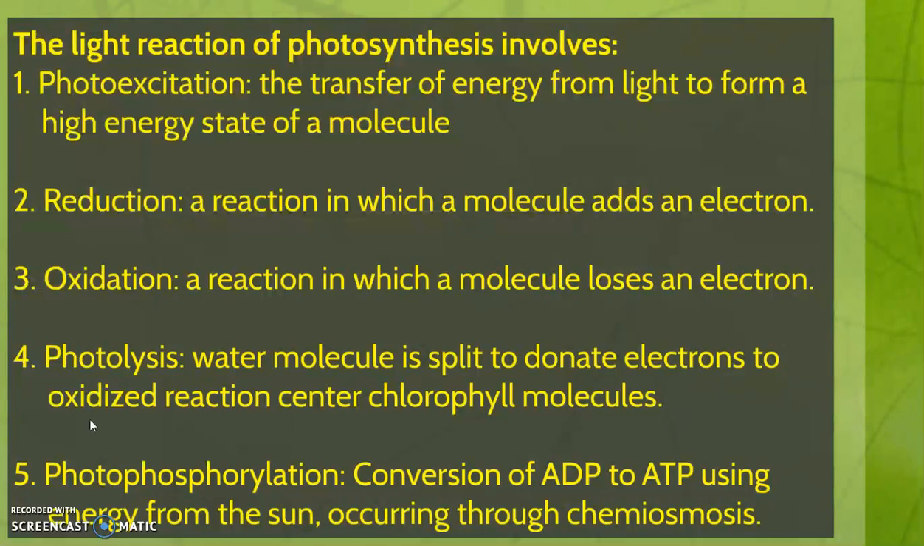Photolysis, this is where a water molecule is split to donate electrons to the oxidized reaction center chlorophyll molecules. This is happening in that oxygen evolving complex that we saw back in video 2. And then photophosphorylation, the conversion of ADP to ATP using energy from the sun occurring through chemiosmosis.